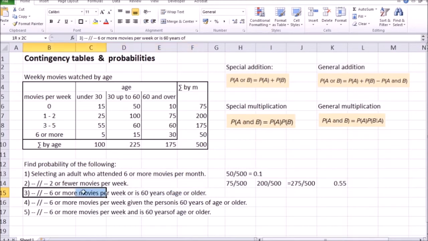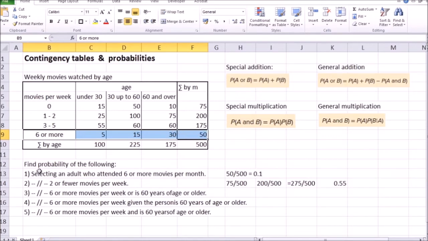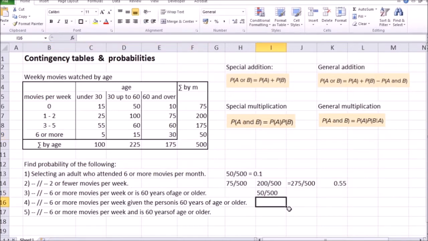Let's first find these probabilities one by one. Selecting a person who has watched 6 or more movies, as we've seen from the first question, has a 10% chance. So our first probability is 50 over 500. The second probability, of being 60 years of age or older, refers to all of these respondents in the third column, where we have 175 respondents out of 500 respondents. The ratio of these numbers gives us the probability of selecting a person of that age.